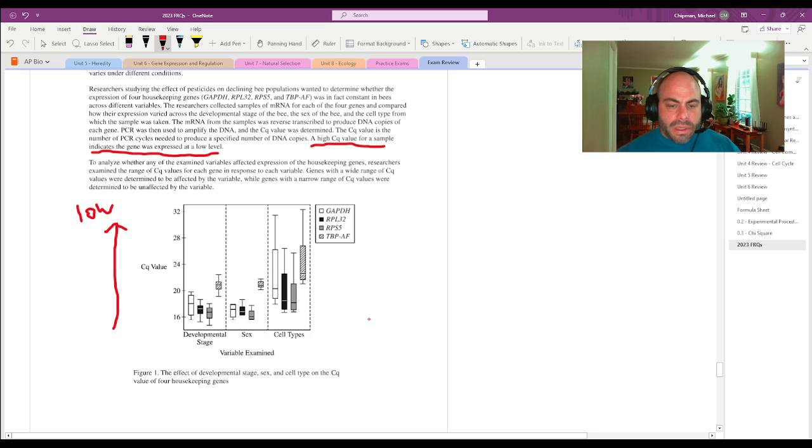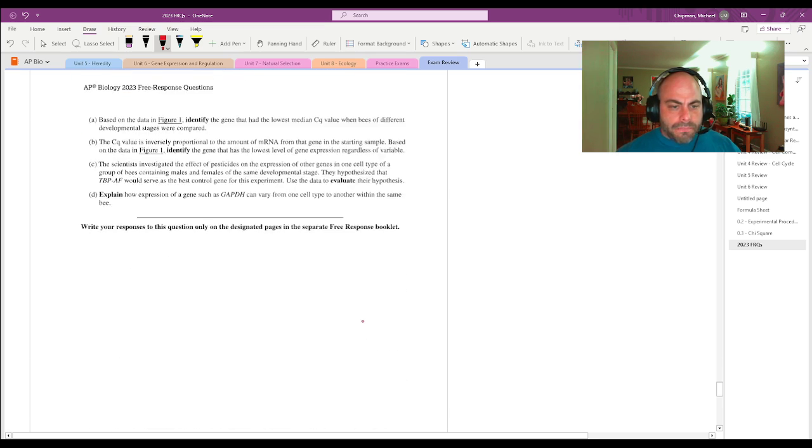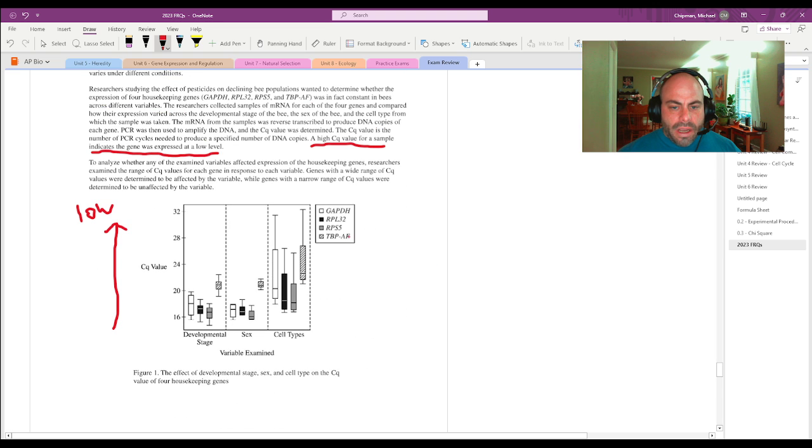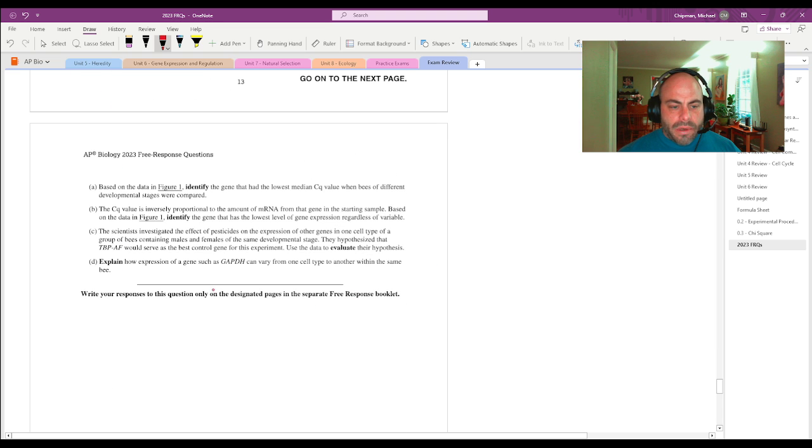No content really at all up to this point. Part D. Explain how, this is content. Explain how the expression of a gene, such as GAPDH, can vary from one cell to another within the same bee. I don't even have to look at that. I don't even have to go up here and look at GAPDH, whatever. They're going to want you to do that, but don't.